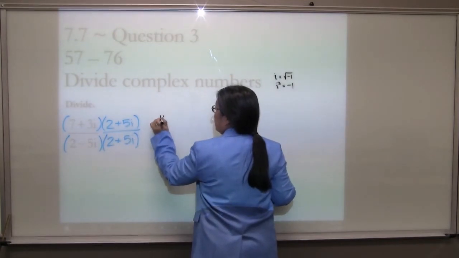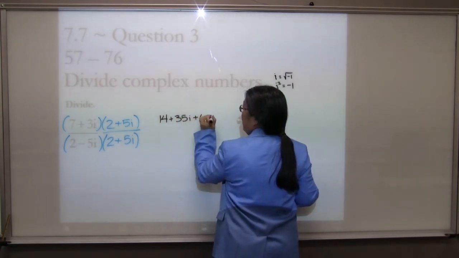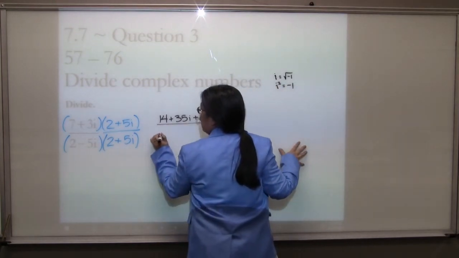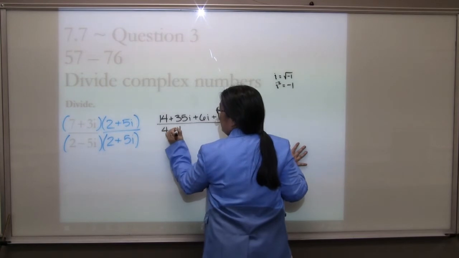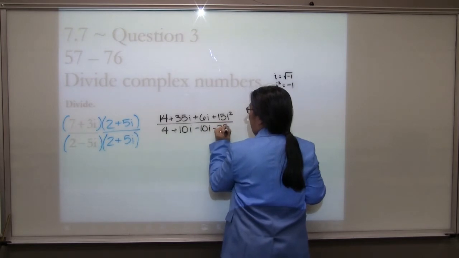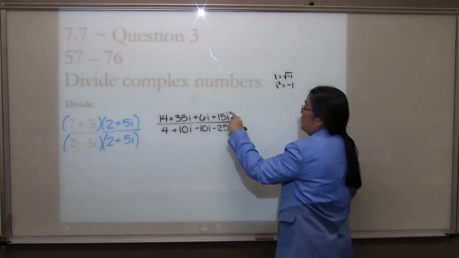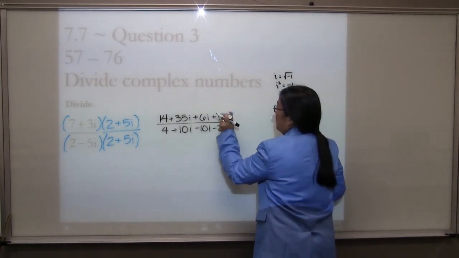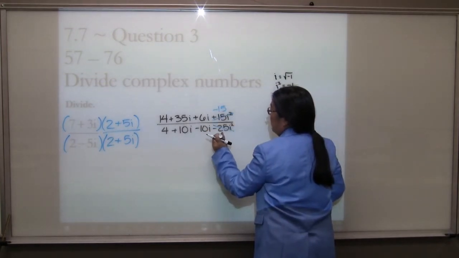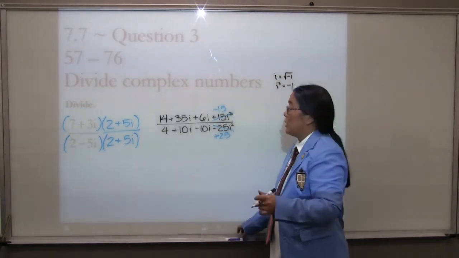FOILing on the top, we get 14 plus 35i plus 6i plus 15i squared. Hey, i squared is going to be something else. And on the bottom, 4 plus 10i minus 10i minus 25i squared. Now, if you're okay with the fact that i squared is negative 1, a plus 15 times i squared will make this into a minus 15, and a minus 25 times i squared will make this into a plus 25. If that is confusing to you, just have an extra line worth of work.